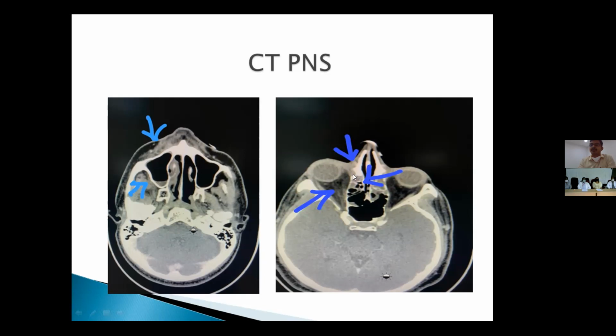So through this, from the ethmoid sinus, it can gain access into the preseptal space, and from the preseptal space, it can gain direct entry into the orbit. Also, we are seeing orbital fat stranding.